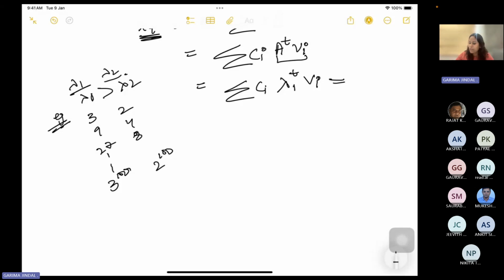Why will there be a huge difference? Because when we keep on squaring and multiplying these values, there becomes a huge difference between the two. And if we divide 2 raised to power 100 by 3 raised to power 100, this will be approximately equal to 0. Now coming back to this particular expression, let me further elaborate it. This can be written as C1 lambda 1 power t.